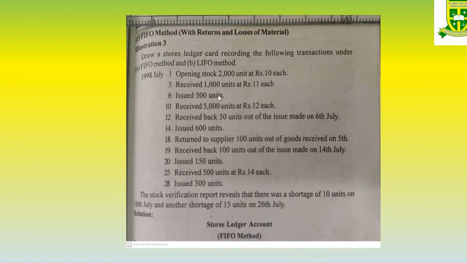We have made some issue on 6th July to the manufacturer to manufacture the product. What they are doing is returning back 50 units. So we have to add it back to the goods available. That is the thing you are going to do.